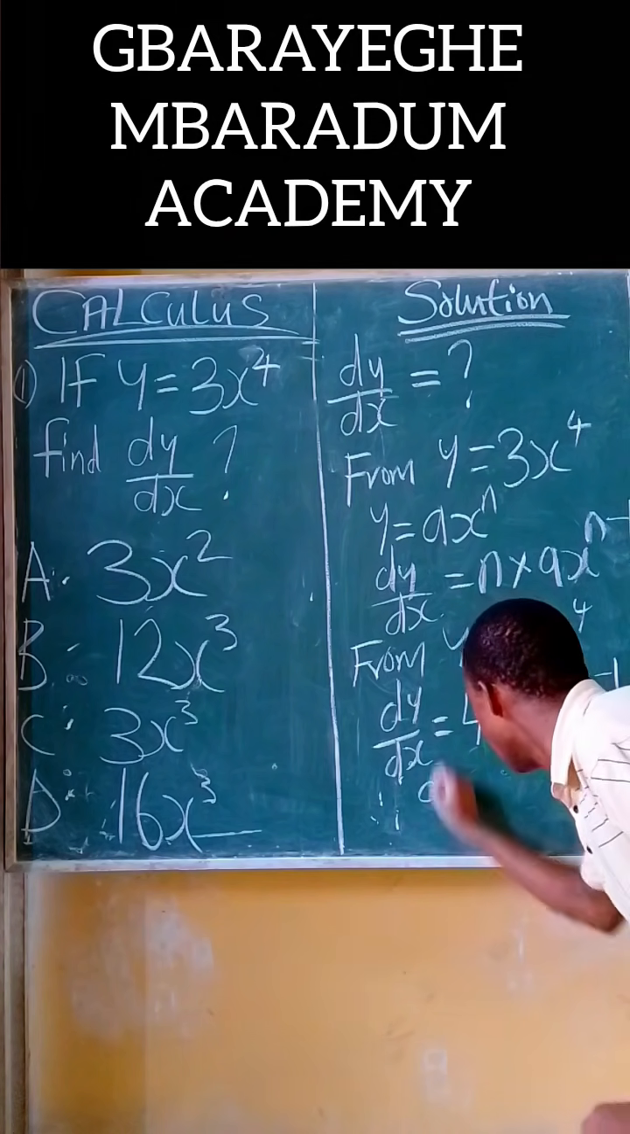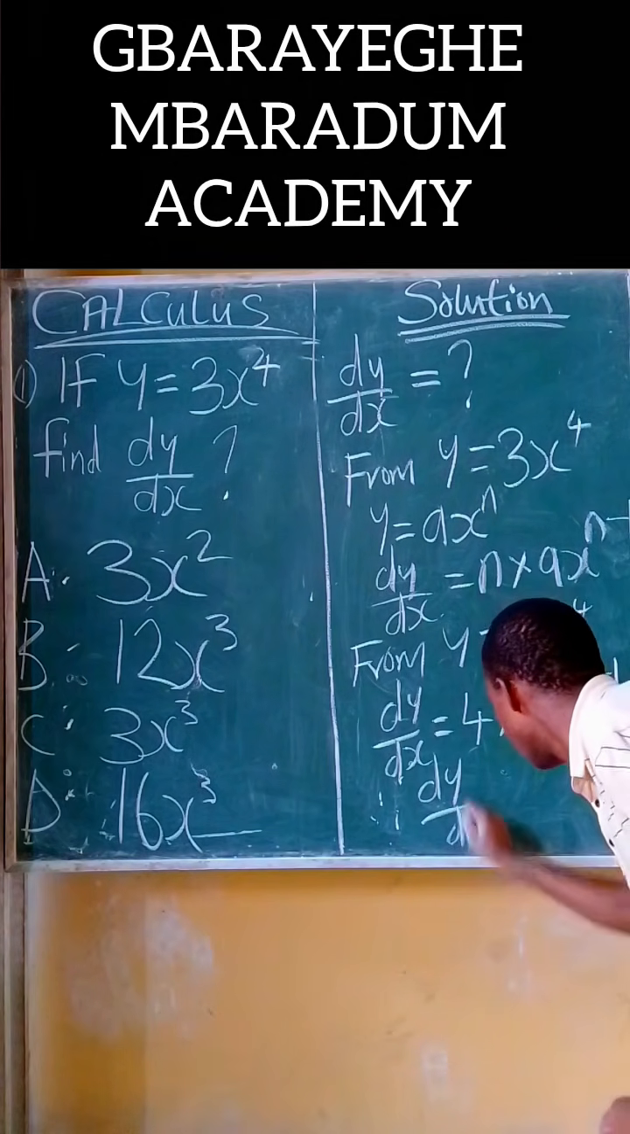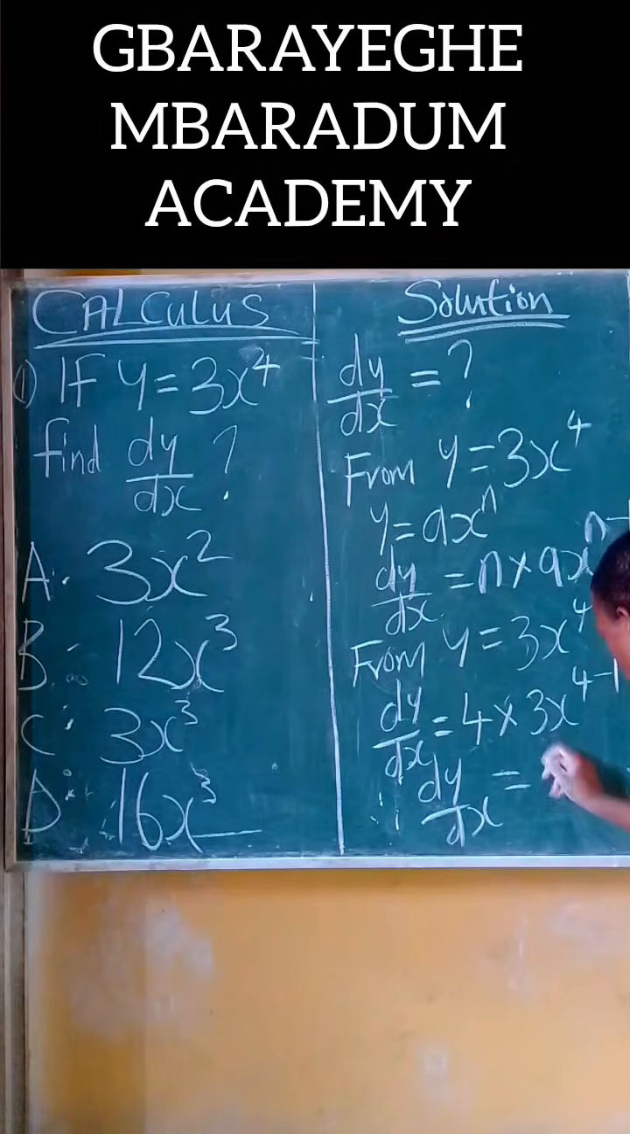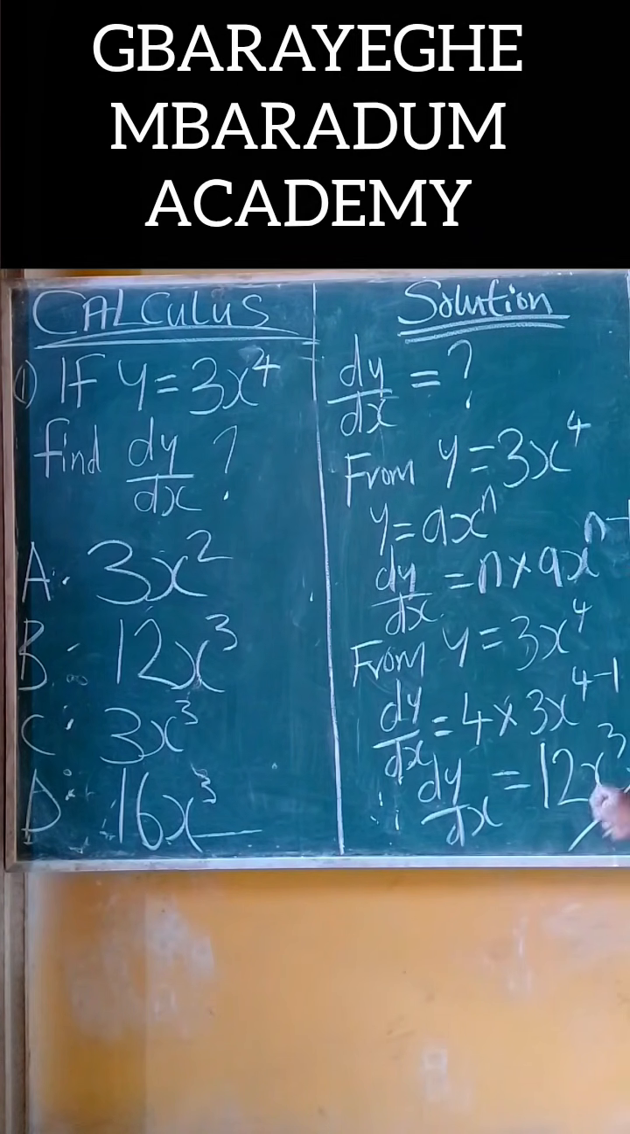Therefore, our dy over dx becomes equal to 4 times 3, which is 12. Then we have our x here, and 4 minus 1 is 3. So our final answer is 12x raised to the power of 3.